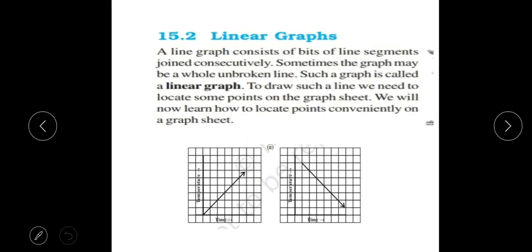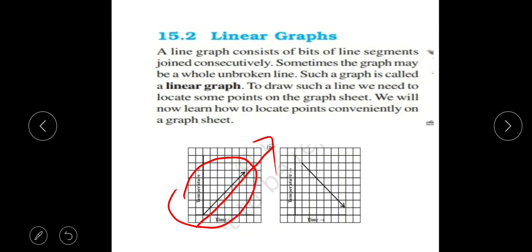Now we discuss what a linear graph is. We studied the line graph. It consists of bits of line segments joined continuously or consecutively. But sometimes the graph may be a whole unbroken line. Look at the given example, a graph of temperature and time. Sometimes the points we got are joined to get a straight line. This type of line graph is called a linear graph.